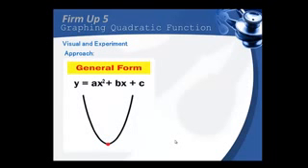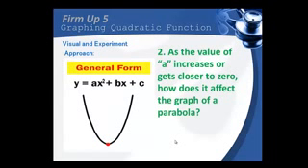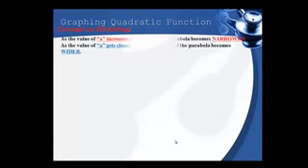How about as the value of a increases or gets closer to 0? How does it affect the graph of the parabola? Let's take a look at this. As the value of a increases, the shape of the parabola becomes narrower. And as the value of a gets closer to 0, the shape of the parabola becomes wider.